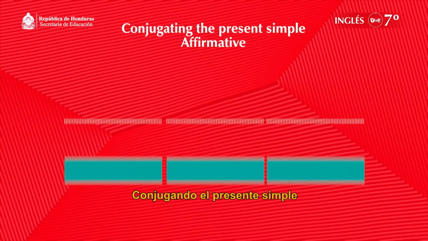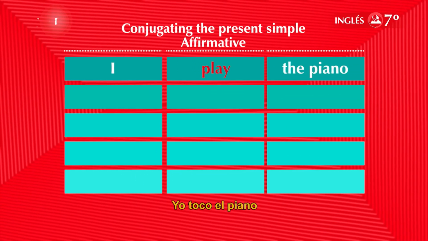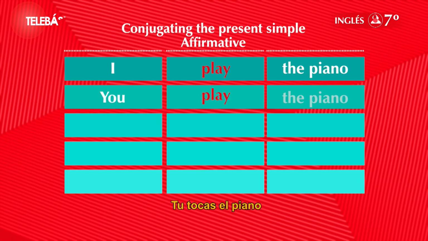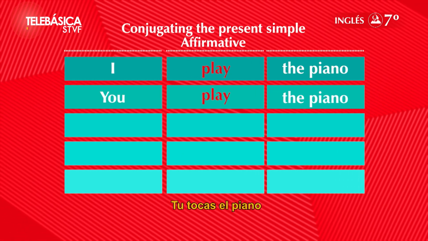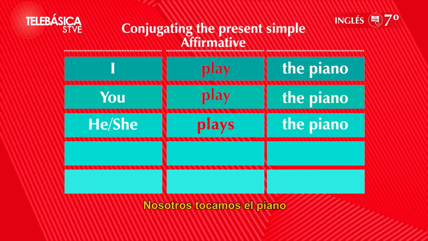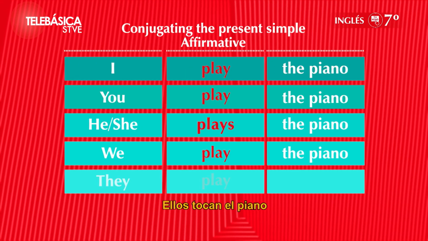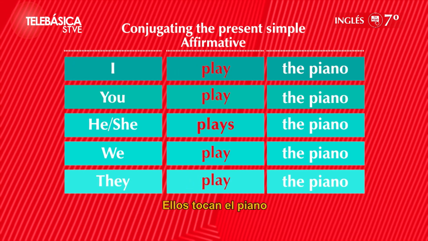Conjugating the present simple. Affirmative. I play the piano. You play the piano. He, she plays the piano. We play the piano. They play the piano.